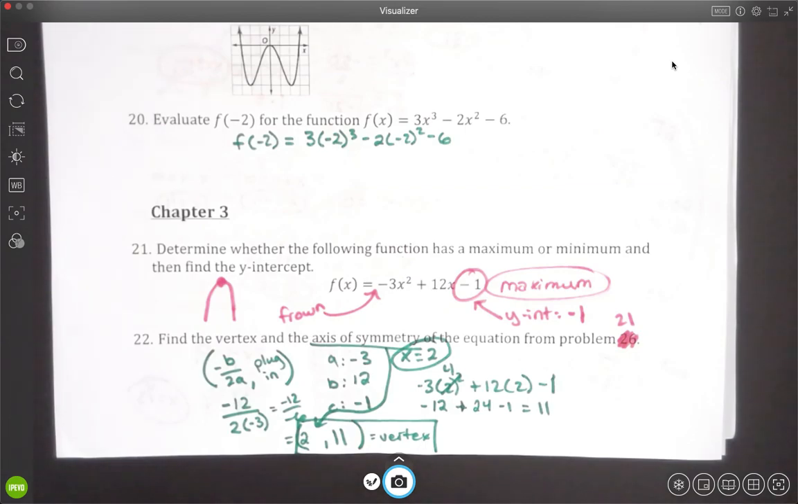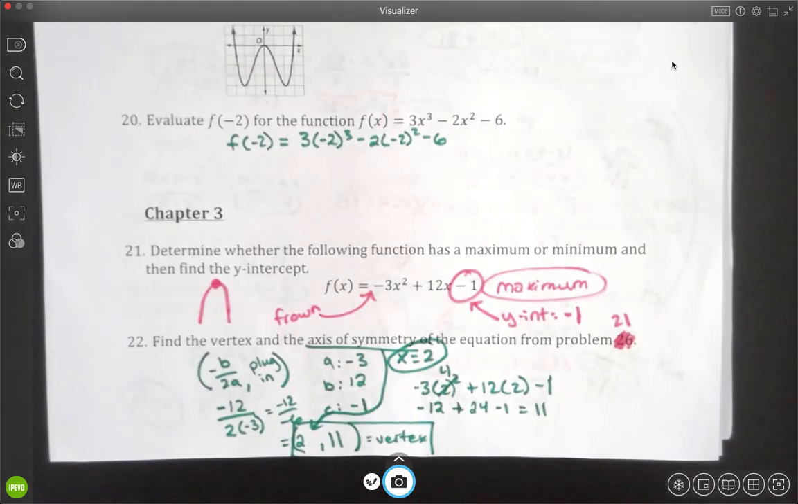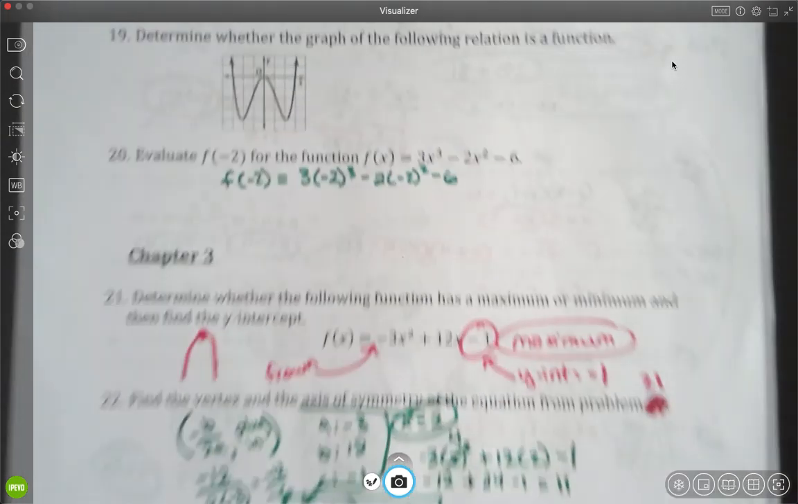Is my exposure up too high? Is it too bright? Kind of. A little bit? There, how's that? Is that better?